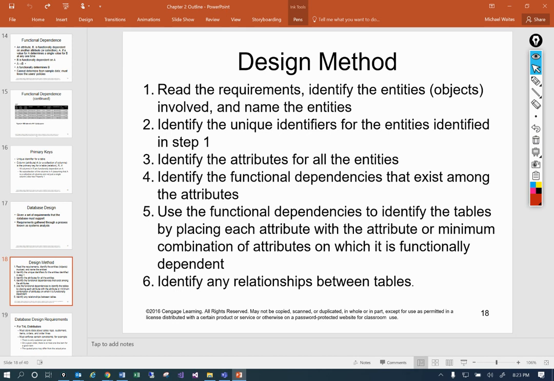So what we're going to do is we're going to read those requirements, identify the entities. This is an important first step: what are our nouns? Then we're going to identify the unique identifiers for each entity identified in step 1, aka primary key. Then we're going to define the attributes for all those entities. Step 4, identify the functional dependencies that exist among the attributes. This is how we start to break up the relationships. Oh, that's a horrific way of writing that.